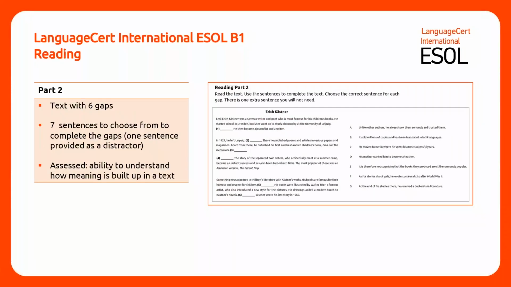Part 2 presents candidates with a text with 6 gaps. A choice of 7 sentences to choose from to complete these 6 gaps has been provided. 1 sentence is provided as a distractor. The aim is to assess the candidate's ability to understand how meaning is built up in a text.